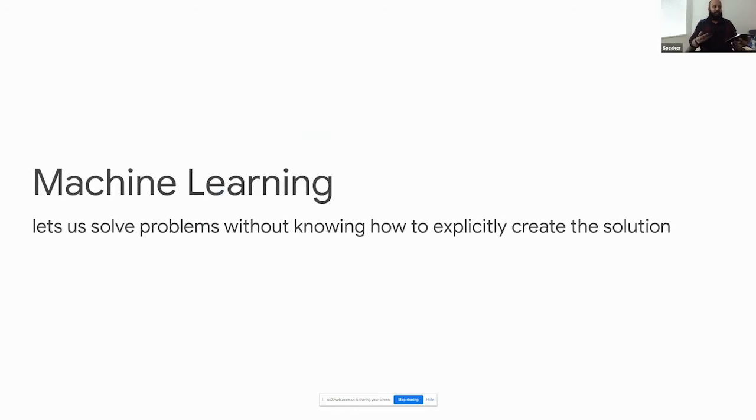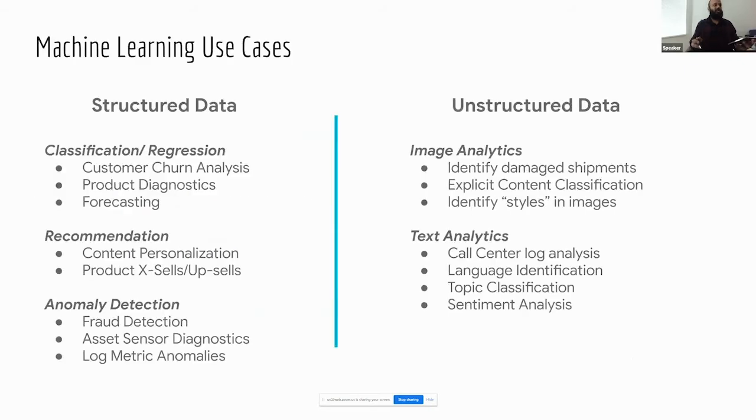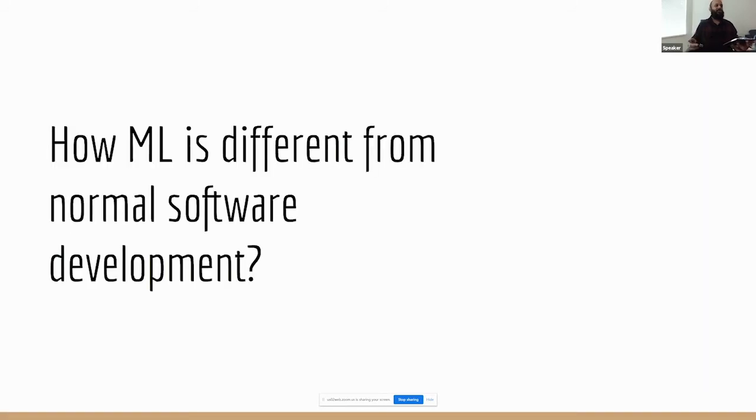Now, to sum up, what we are doing is solving problems without explicitly creating a solution for it. There are so many use cases to this. I don't want to deep dive into all of them, but yes, there is a section of use cases where machine learning can be applied. Now, how is it different from being an ML software? This is where I wanted to take my time. This is a very important topic of discussion.